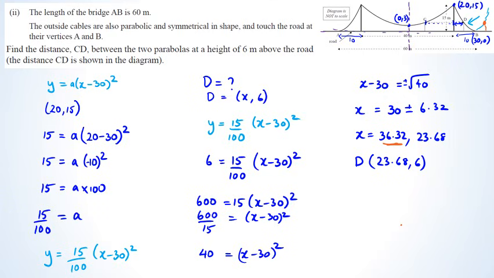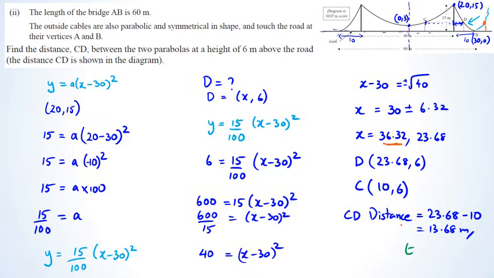Now remember, C we found in the previous question as (10, 6), which means the distance of CD is going to be 23.68 meters minus 10 meters, which equals 13.68 meters. Guys, that's basically it for this question. So excellence if you get right to the bottom.